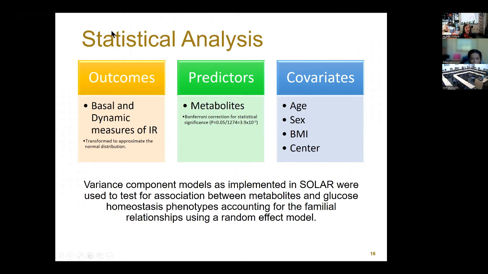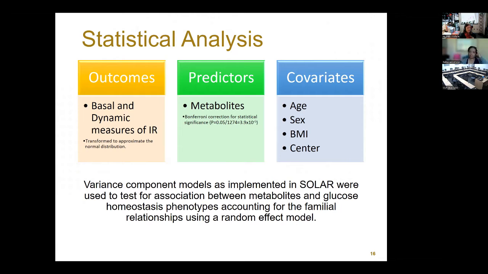The way we set up our analysis, our predictors were our metabolites. For metabolite significance, we used a strict Bonferroni correction based on the number of metabolites examined. So this represents correction for all available metabolites despite existing correlation between some of them. And in all of our analyses, we accounted for a minimum set of covariates, including age, sex, BMI, and recruitment center, because we wanted that to reflect the rural versus urban environment.